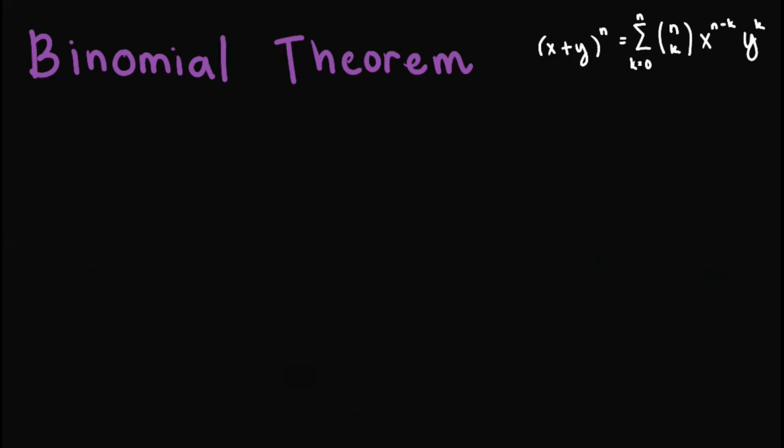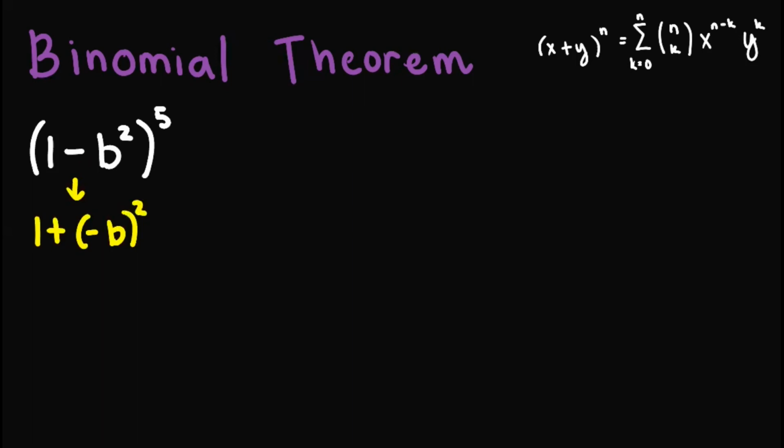Let's move on to our next and final example. Let's have 1 minus b squared raised to 5. Now for this one, we'll try to tackle this example since we haven't really encountered an example with a minus 1. Now the trick here is to write this one as 1 plus negative b squared. And from here we can already apply the binomial theorem.